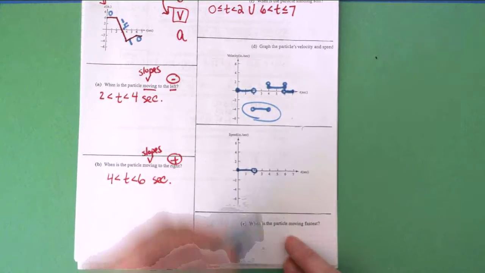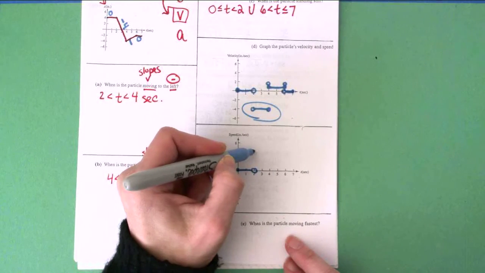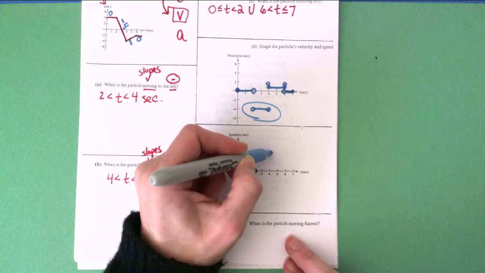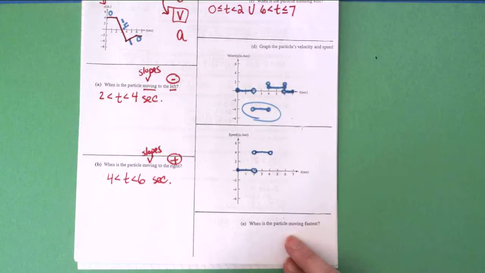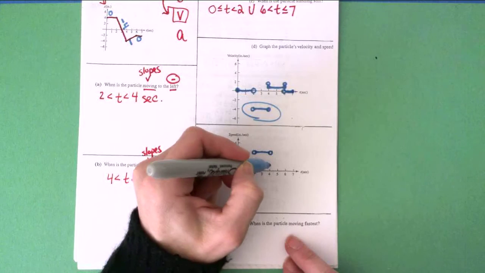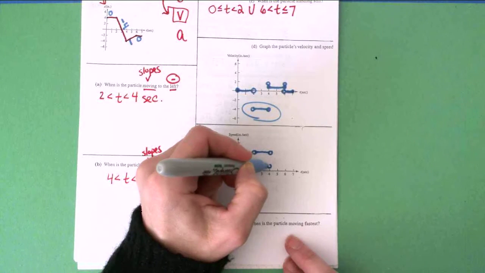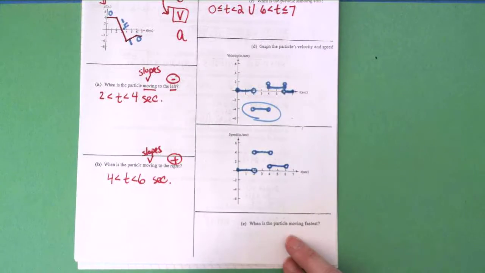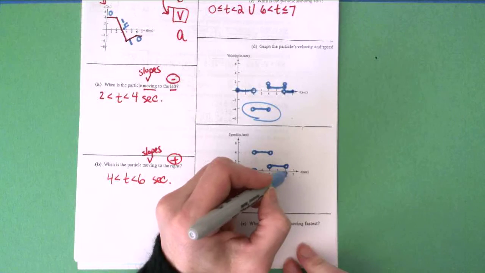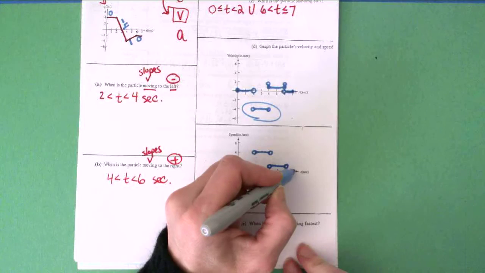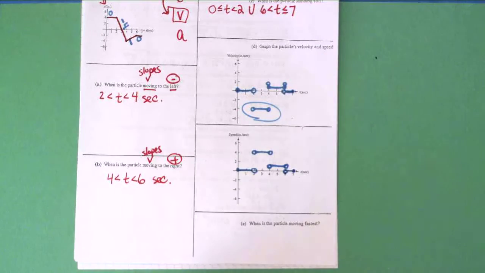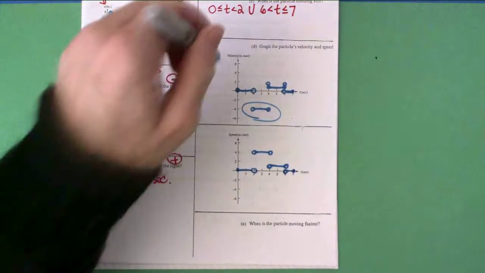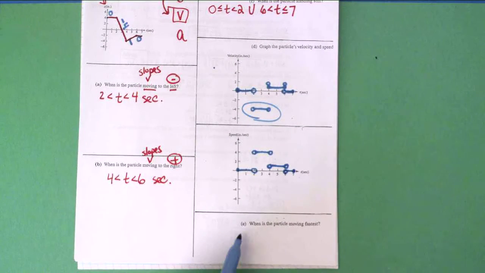From 2 to 4, I'm going to be up at +4 now. From 4 to 6, I'm going to still be at +1. Let's see if I can do a better job keeping those dots open here. And then from 6 to 7, I'm still at 0. So there's my graph of speed, the absolute value of velocity. Last question here, when is the particle moving the fastest?